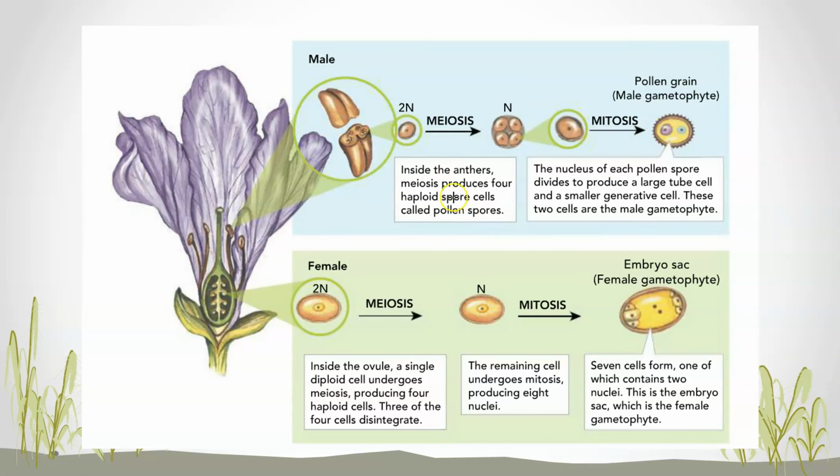You can see the male meiosis produces the pollen spores. They divide into larger cells. These two cells are called the male gametophytes. Inside the ovule, a single diploid cell undergoes meiosis, producing 4 haploid cells. The remaining cell undergoes mitosis, producing 8 nuclei. One of them is the egg cell, and the other ones will be fertilized later to produce the endosperm.